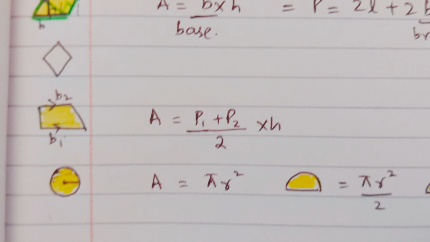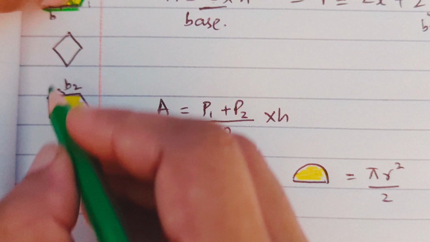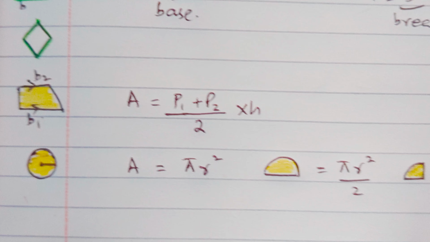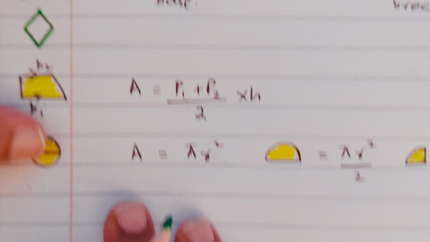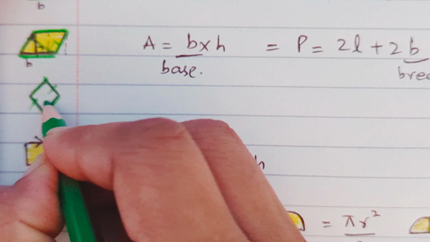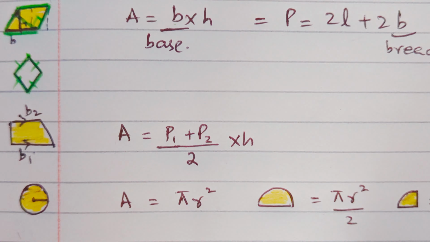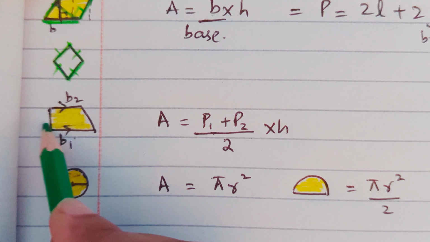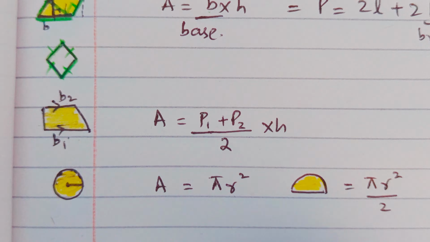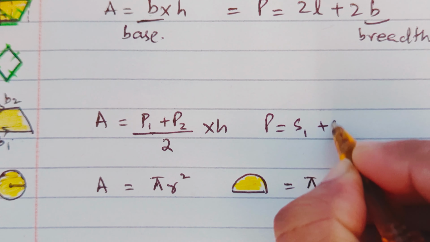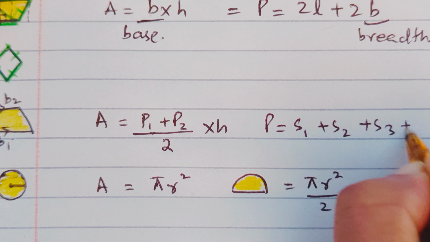And then comes the rhombus. So if you have got a rhombus, the sum of all sides will be, and in a rhombus all 4 sides are equal. So it's again the perimeter for a rhombus and a square are same. And then for a trapezium, since all 4 sides are different, it is again S1 plus S2 plus S3 plus S4.